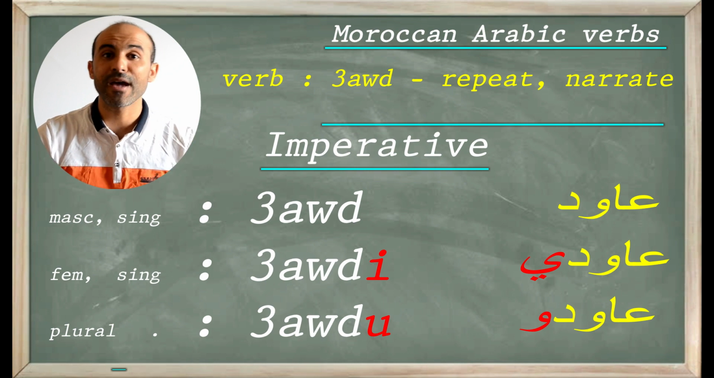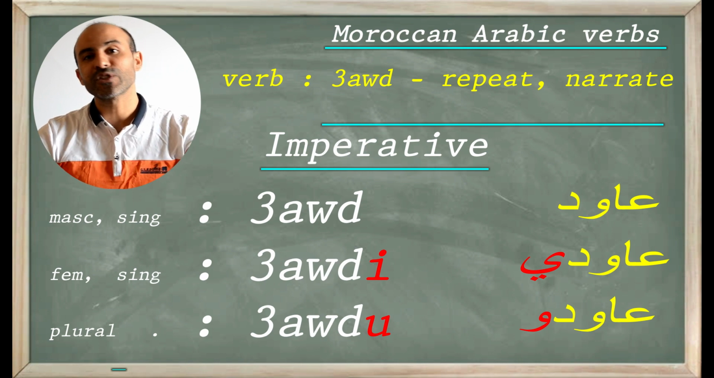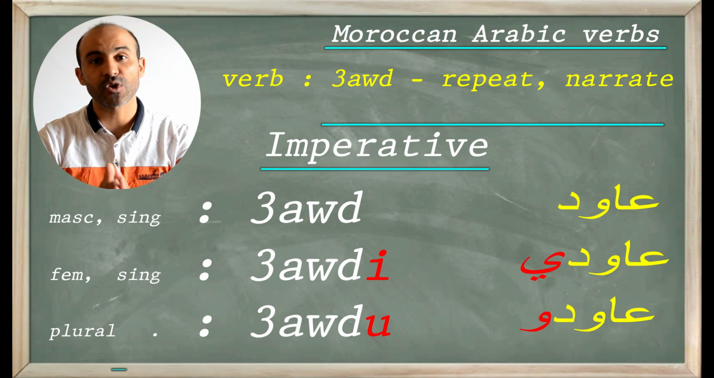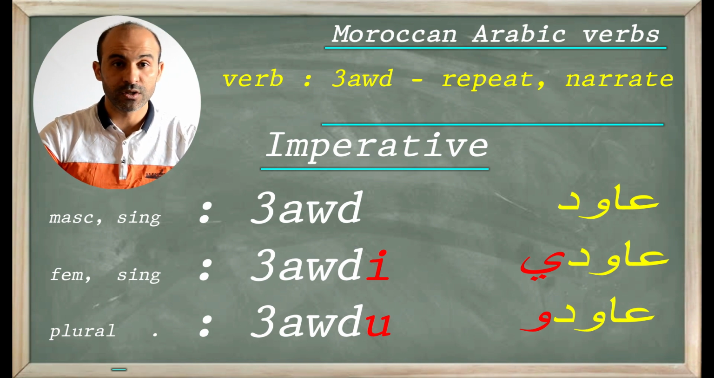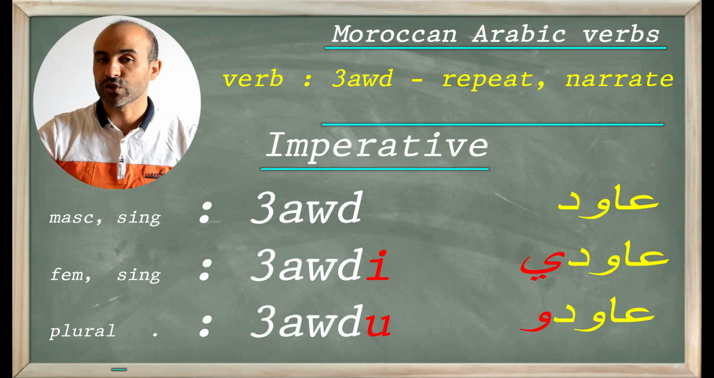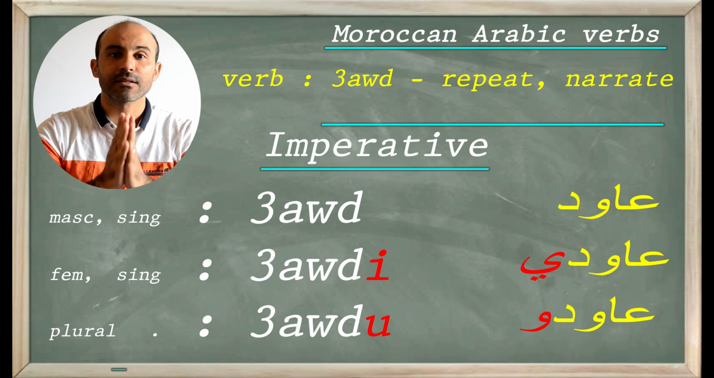If you are talking to a man, you would say عاود. And if you're talking to a woman, it's عاودي. Sorry, if you're talking to a group of people, it's عاودو. So عاود, عاودي, عاودو. Let's practice pronunciation.